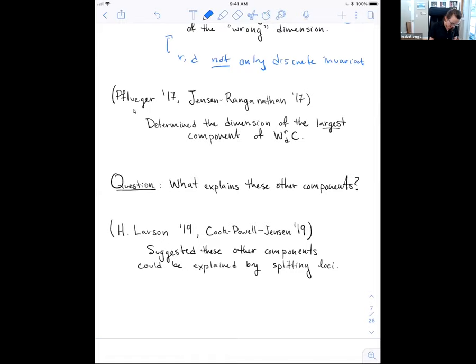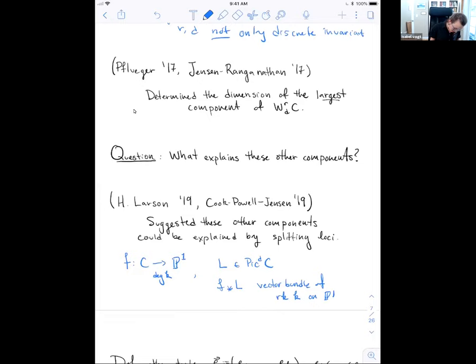If I have a curve equipped with a map to P1 of degree K, and I have a line bundle in Pic D of the curve, then I can push forward this line bundle to P1, and this is going to be a vector bundle of rank K on P1. And so, by the Birkhoff-Grothendieck theorem, it splits as a direct sum of line bundles O of E1 through O of EK. I'm going to abbreviate this as O of vector E. And this vector E is what I call the splitting type of the line bundle.